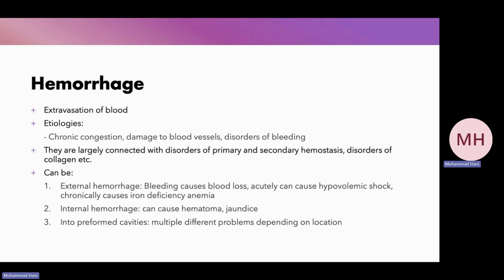And then bleeding into the preformed cavities has multiple different problems depending on the location. Especially if you have bleeding into the pericardium, you get cardiac tamponade, which could occur either because of rupture of the ventricular wall post-myocardial infarction, or different etiologies, basically trauma. Or you can have bleeding into the pleura, which can cause hemothorax, compressing against the lungs, leading to breathing difficulties. And those are the main things that you should mention about hemorrhage.